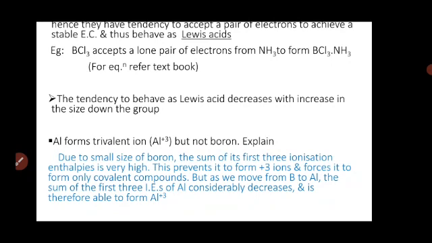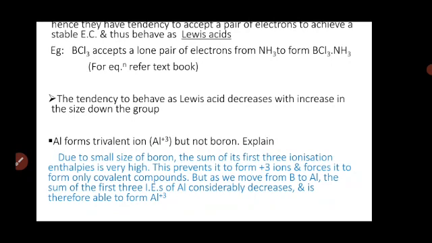Explain. Okay, now this is due to the small size of boron, the sum of the first 3 ionization enthalpies is very high. Now, sum of the first 3 ionization enthalpies means what? The energy required to remove the 3 electrons one by one. The sum of the first 3 ionization enthalpies is very high. Why is it high? Because boron has a very small size compared to the other elements.